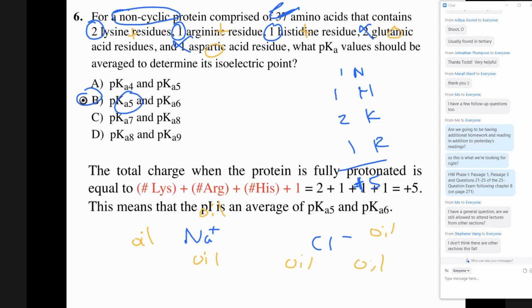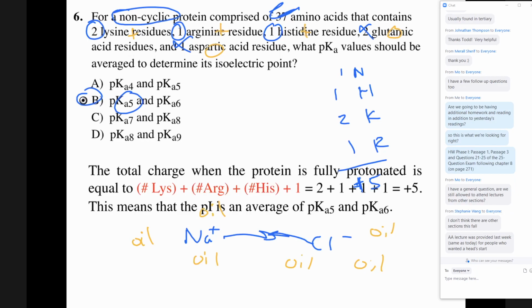Oil's not going to interact, so therefore, this sodium and this chlorine are going to want to come back together. Charges don't like to be in oil, so they're going to stay together. So what happens with the protein then, it has a unique situation.